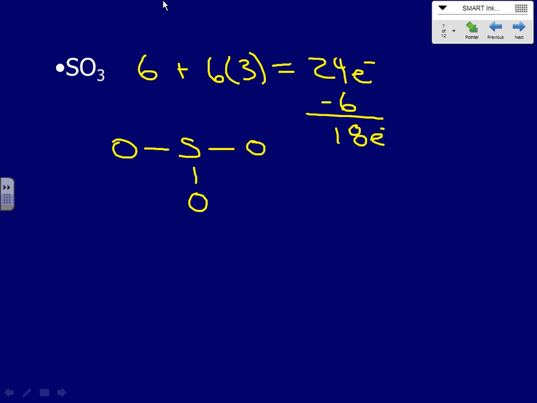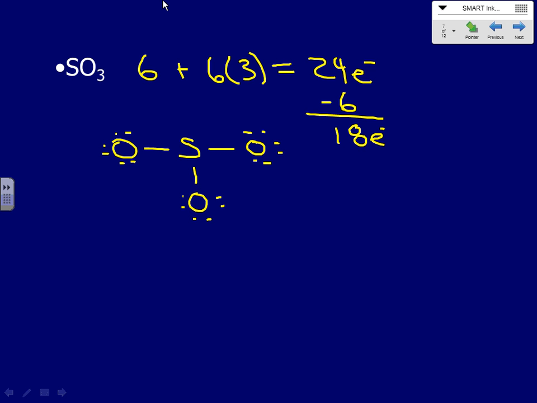Now I take those 18 electrons, and because my skeleton's done, I start filling the outside atoms until they're full, until they have 8 electrons in their outer shell. So now I start counting out my 18. 1, 2, 3, 4, 5, 6, 7, 8, 9, 10, 11, 12, 13, 14, 15, 16, 17, 18.